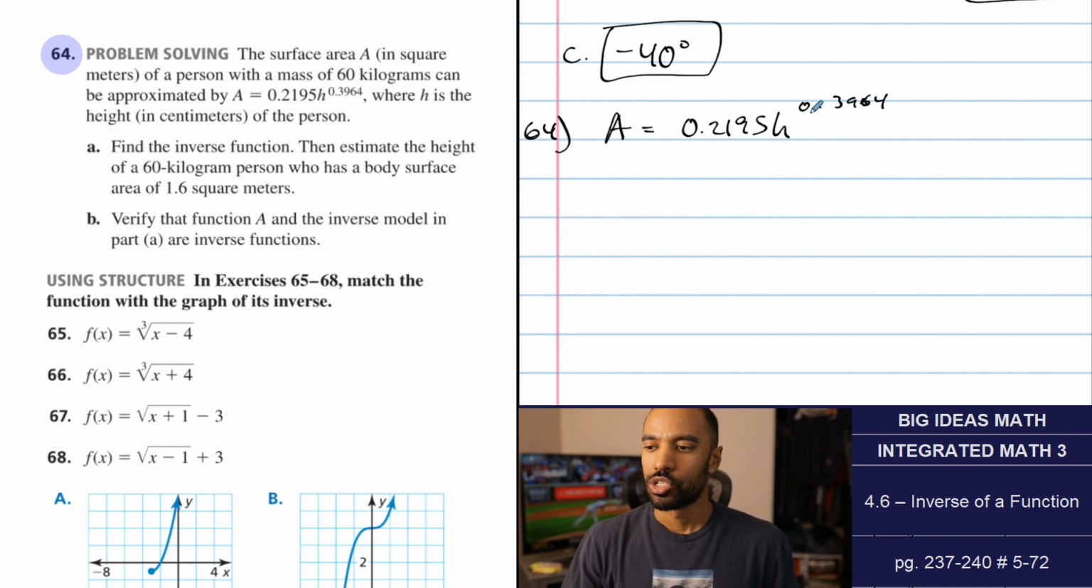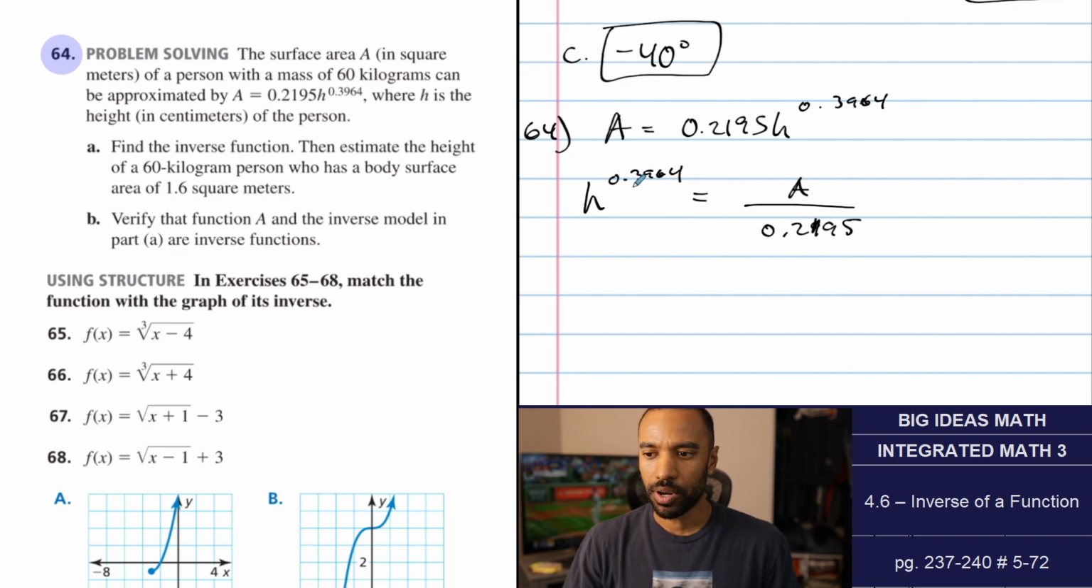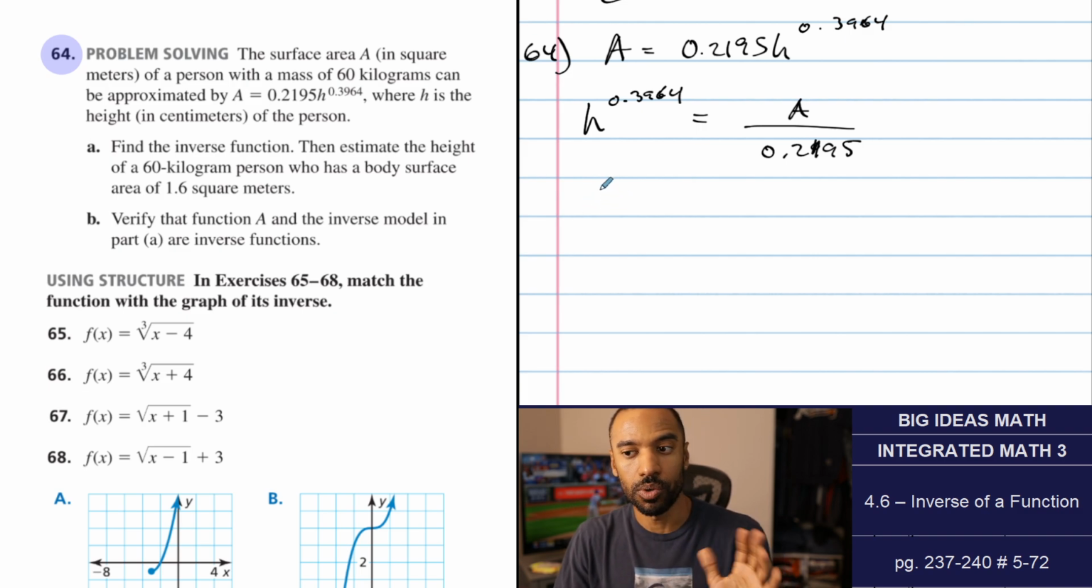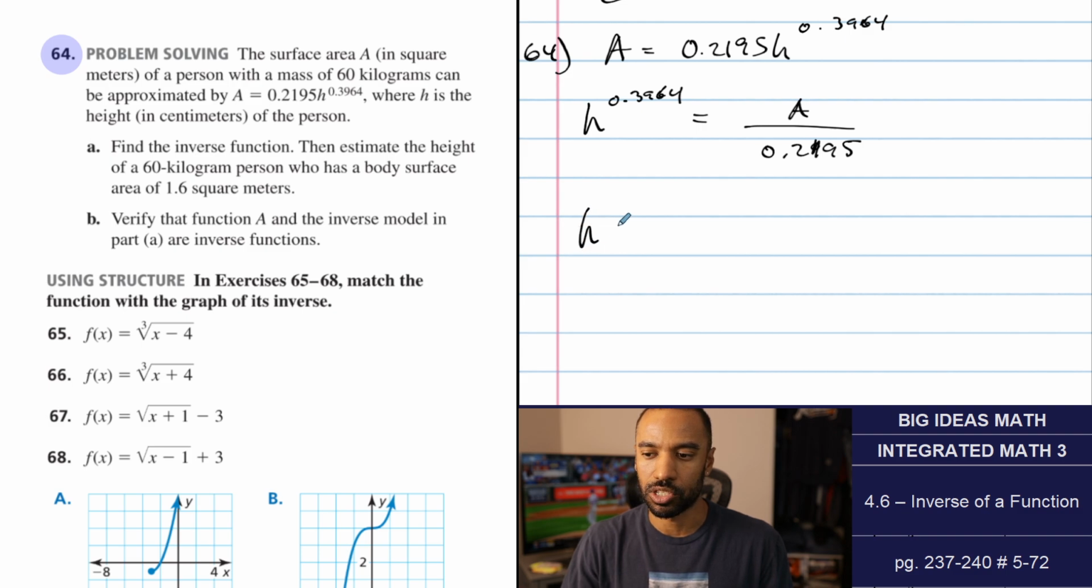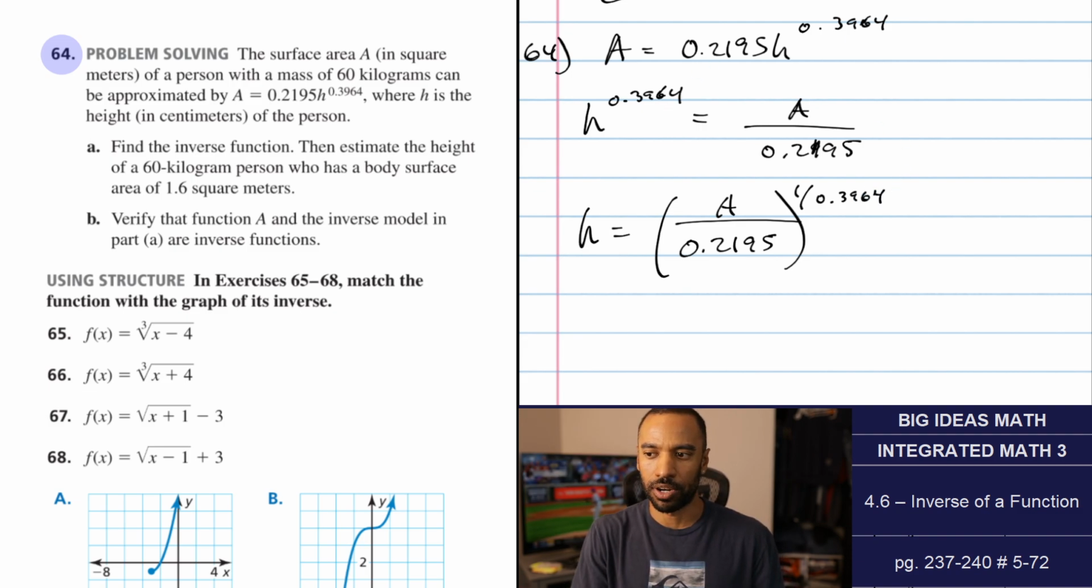All right, so for this one, we're going to first divide both sides by 0.2195. So this will be H to this power equals A over 0.2195. And then we're going to take this root of both sides. That sounds weird. And you don't have to write it as the root. You can also raise it to the 1 over that power. So I can say H equals A over 0.2195 raised to the 1 over 0.3964 power. If that helps you kind of work things out better in your mind, you can do that.